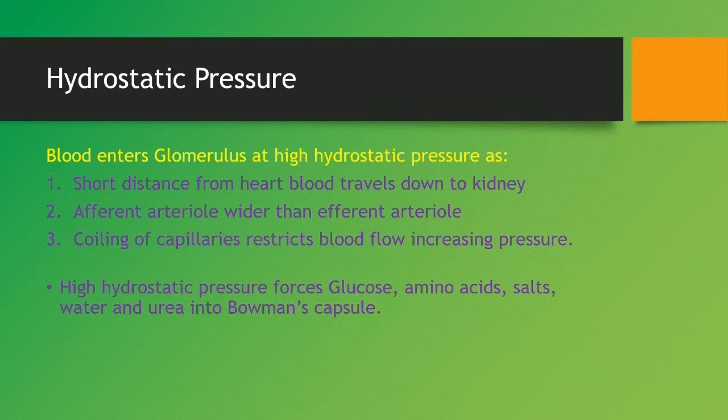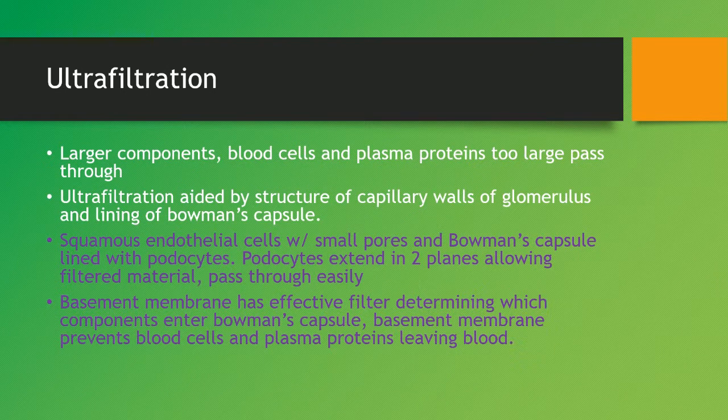We also know that the afferent arteriole is wider than the efferent arteriole, so whenever blood comes in, there's a lot of it there, and it's at a high pressure, and then there's less of it coming out. Then you also have a coiling of capillaries, which restricts blood flow, which increases pressure as well. Now, the high hydrostatic pressure will force glucose, amino acids, salts, water, and urea into the Bowman's capsule. That's a key point.